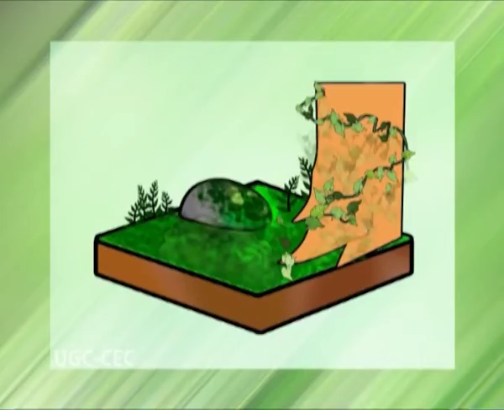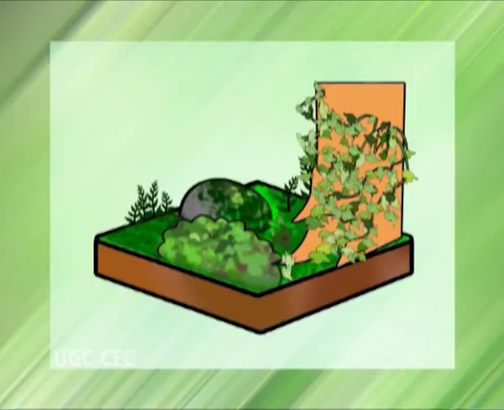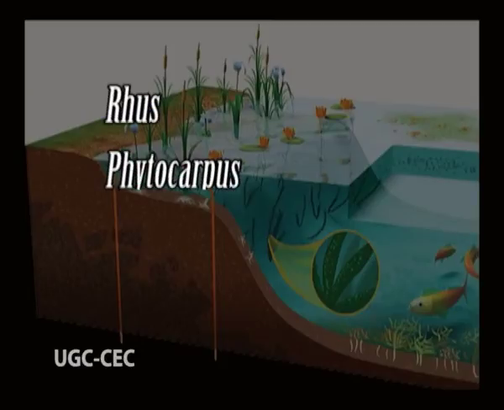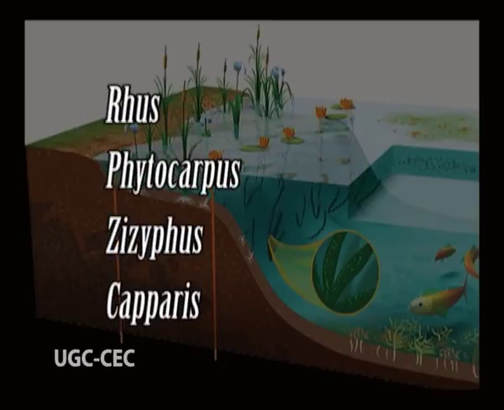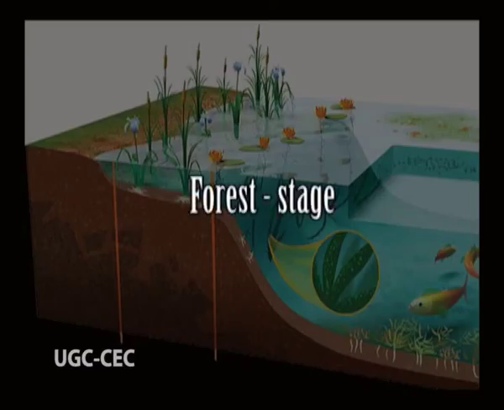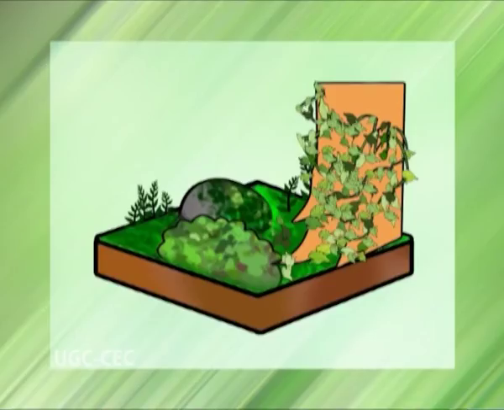Due to much accumulation of soil, the habitat becomes suitable for shrubs which start migrating into the area. Species of Rhus, Physocarpus, Ziziphus and Capparis dominate this stage. The shrubs overshadow the herbaceous vegetation and produce more organic matter. These shrubs are finally replaced by trees which make up the climax community. The shrub stage is then followed by the forest stage. It represents the climax community.